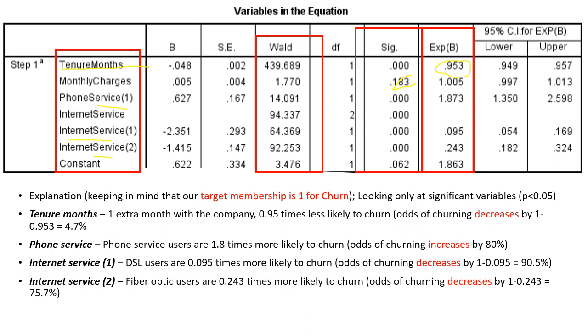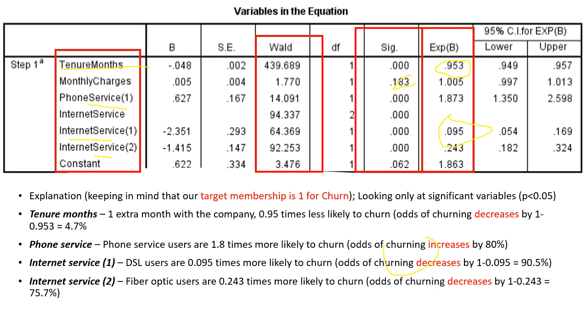Internet Service 1 is those people who use DSL, and you have an exponential b here of 0.95. This means that the DSL users are 0.095 times more likely to churn, right? Which means that the odds of churning decreases by 1 minus 0.095 times, which is probably about 90% if you have the DSL.